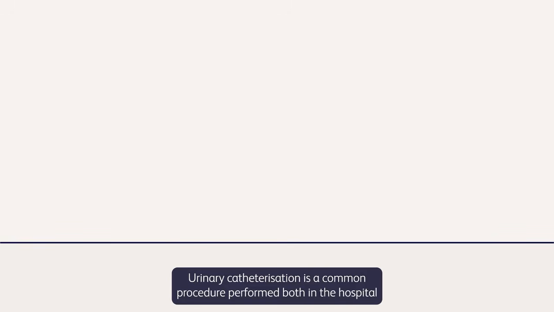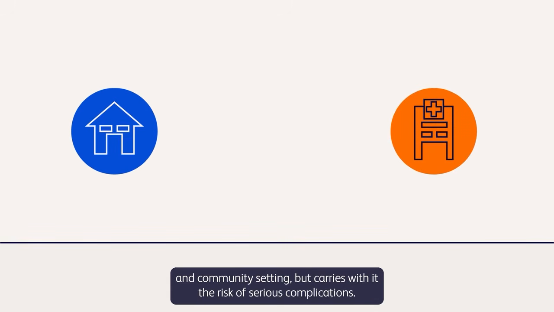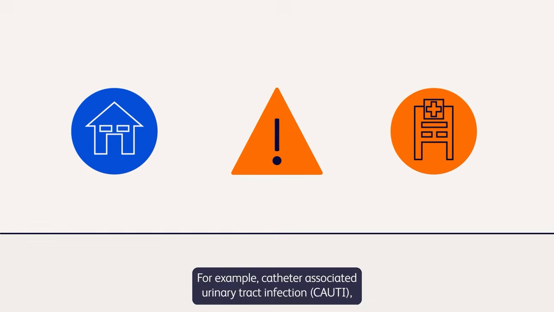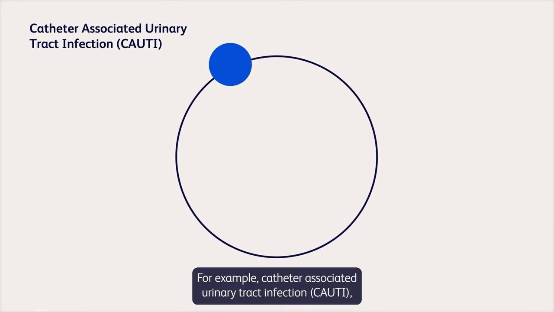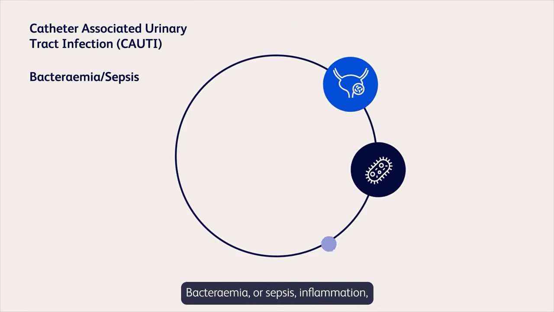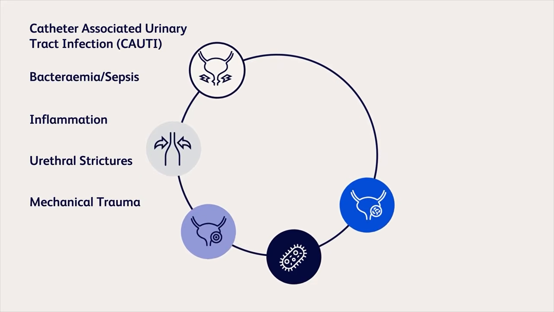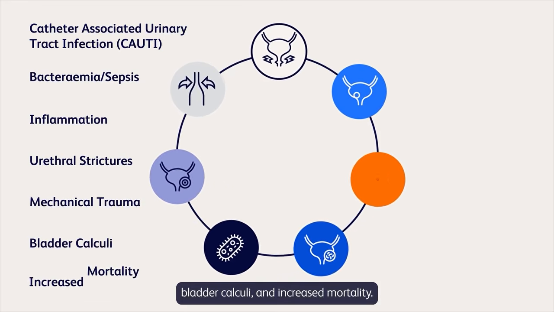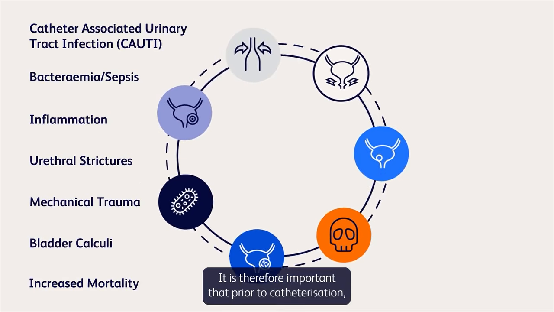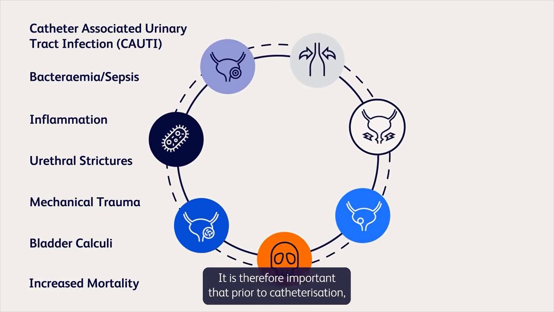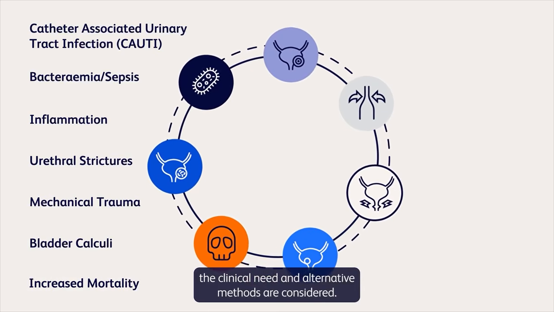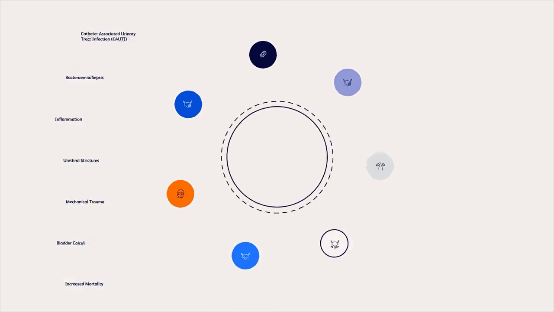Urinary catheterization is a common procedure performed both in the hospital and community setting, but carries with it the risk of serious complications. For example, catheter-associated urinary tract infection, CAUTI, bacteremia or sepsis, inflammation, urethral strictures, mechanical trauma, bladder calculi, and increased mortality. It is therefore important that prior to catheterization, the clinical need and alternative methods are considered.